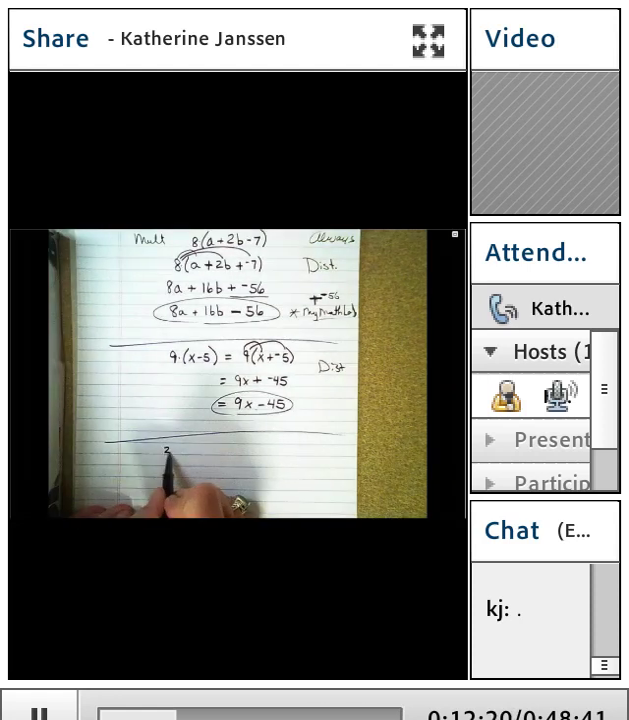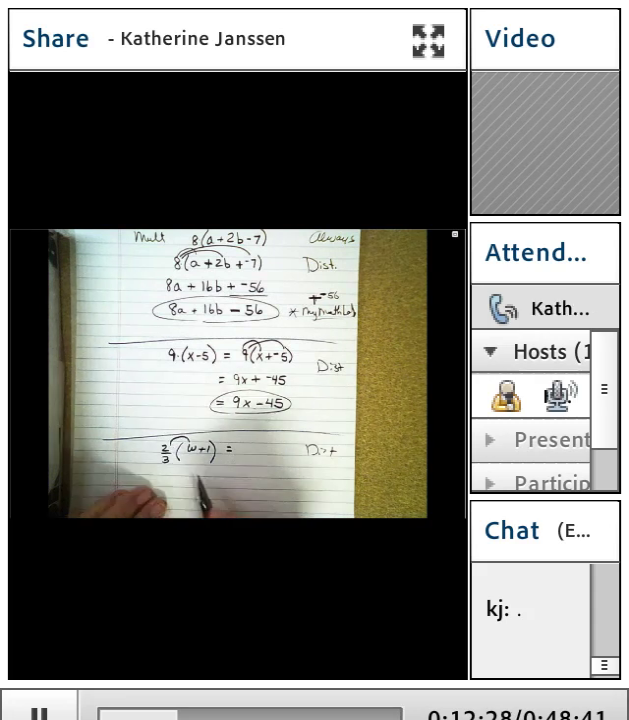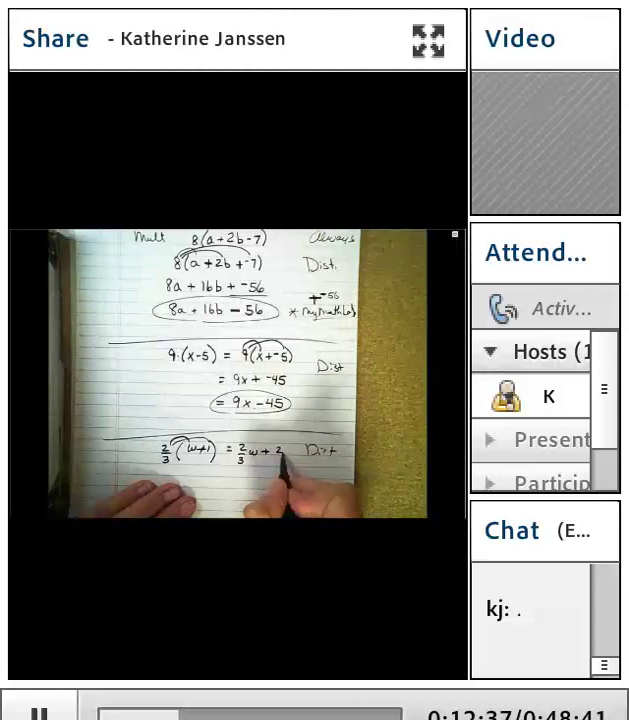2/3 times the quantity w plus 1. Well, this is the distributive property. I'm distributing something times every term within the grouping. So I have 2/3 times w, pick up your sign, and 2/3 times the next term. 2/3 times 1 is 2/3.